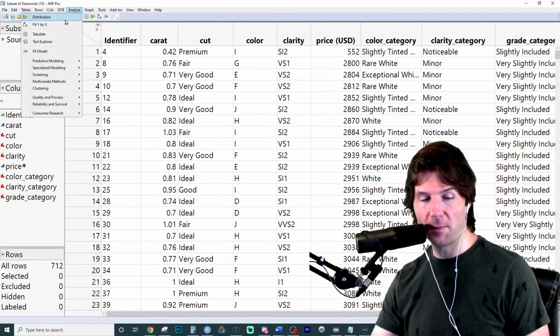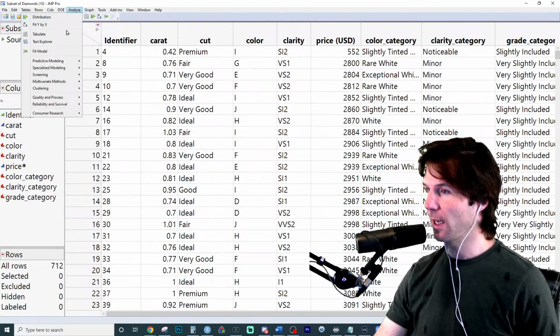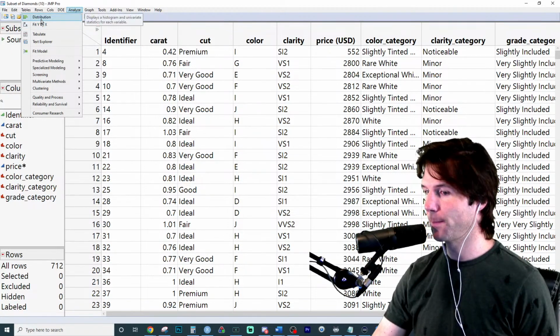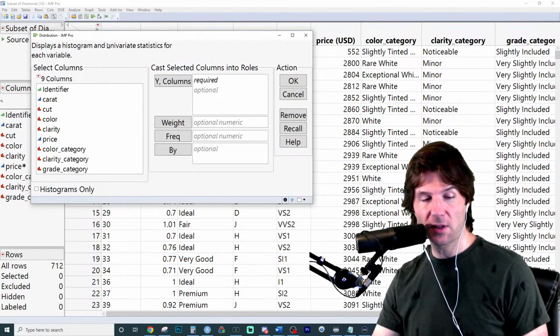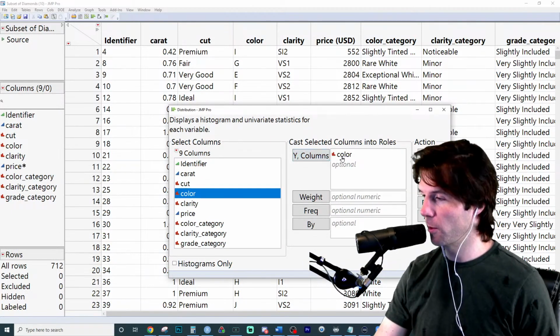It's a good way to remember what you need to know. So let's go ahead and make a bar chart. I like to do it via analyze distribution. Analyze distribution. Now we go in here and I'm going to select, I think, the variable you're not using, which is color. I don't think we're using color for any of these.